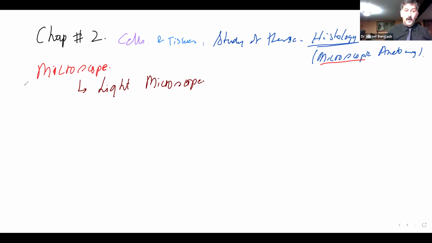Now, why do we call it a microscope? Mainly because it enables us to visualize things which are so small that we can't see them with our naked eye. But a light microscope, how many times will it be able to magnify an object? Up to 1,000 times.